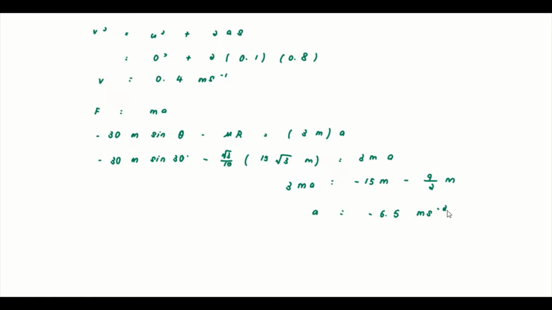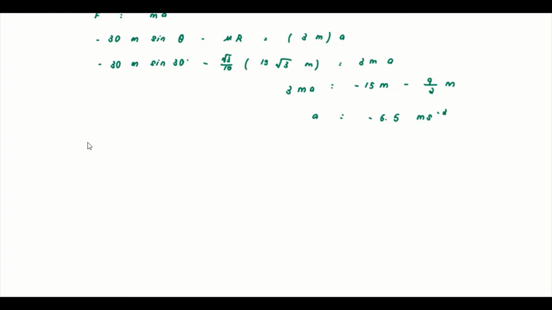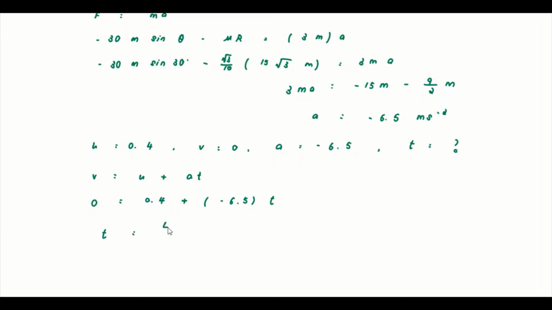Now we need to find the time, right? It's not the end yet. So u equals 0.4, v is 0, acceleration is negative 6.5, and the question wants us to find the length of the time. So v equals u plus at, 0 equals 0.4 minus 6.5t. By solving this, we get 4/65, which in 3 SF will be 0.0615 seconds.